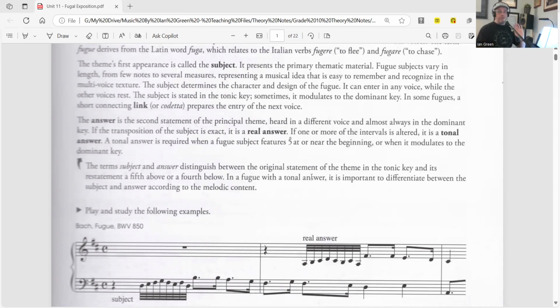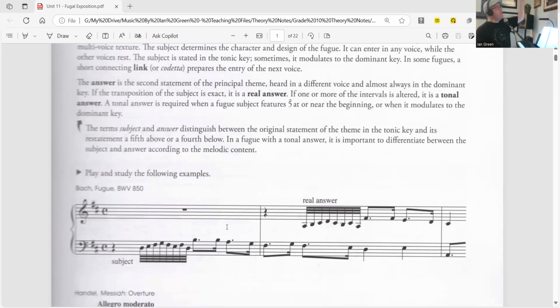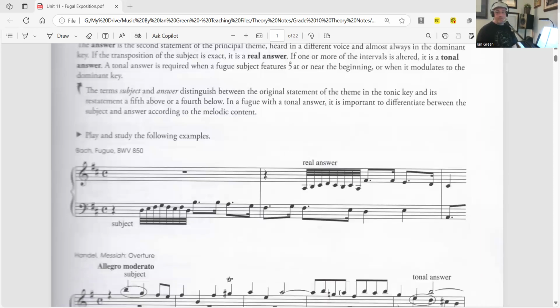Now, there's something called the real answer, or the tonal answer. The real answer is a direct modulation and rewriting of the subject, but in a new key. So, for example, if I were to play the piece that is written here, which is from the Fugue in D major from the Well-Tempered Clavier Book 1, here is what the melody sounds like for the first subject.